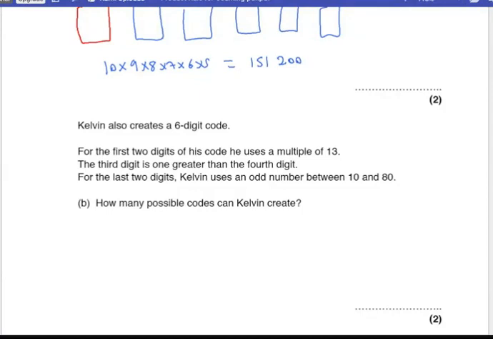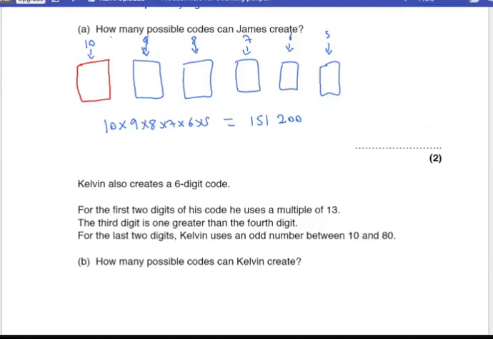Well, we've got to read. So it says for the first 2 digits of his code, he uses a multiple of 13. So if that's the case, how many multiples of 13 are there? Would it be 2? Well, what multiples of 13 did you have?